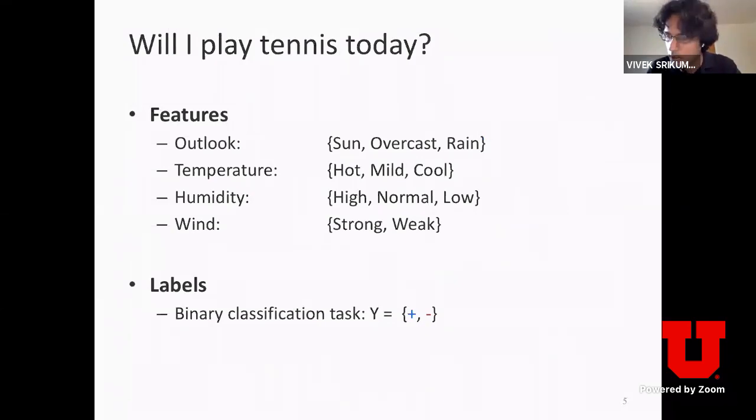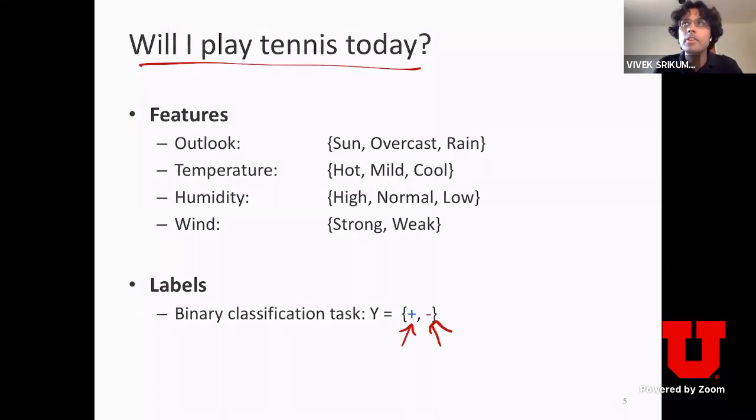And to answer this question, we'll use 4 features. We have the outlook, the weather outlook, whether it's sunny, overcast, or rainy. We can measure the temperature and pick 3 categories: hot, mild, and cool. We measure the humidity, high, normal, low, and the wind, strong or weak. And this is a binary classification problem. Will I play tennis today? Yes or no? Yes is plus, no is minus.